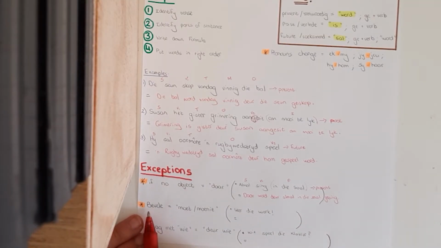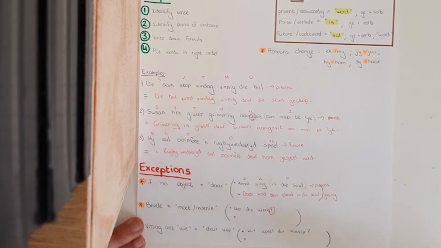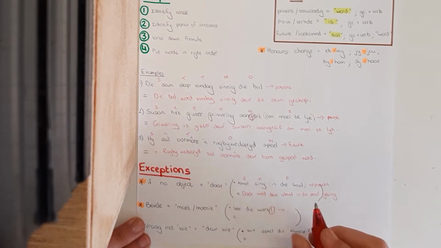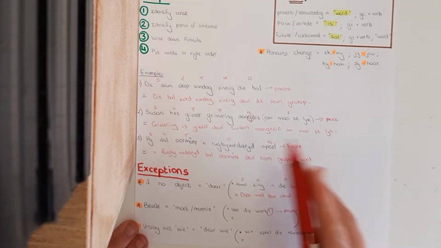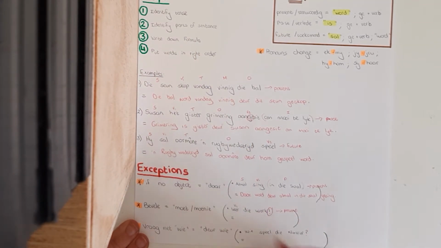The second exception, if it's a bevelsin, you're going to put moet or moenie. How to identify a sentence like this? Normally has an exclamation mark at the end. Leer die werk. Let's see what tense this is. Present. Now we're going to identify the parts of my sentence. Leer, verb 1, die werk, object.